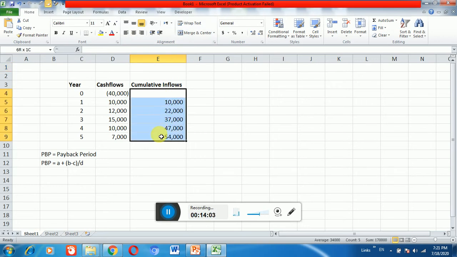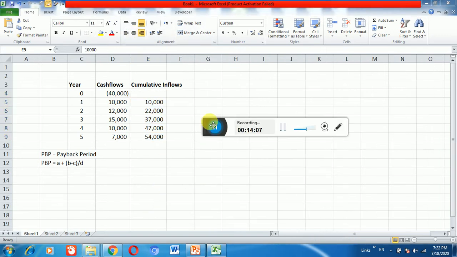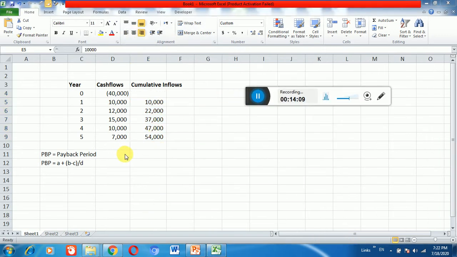Okay, now we need to do, according to this formula, what is our A, B, C, D? You need to determine what value is A and what is B and what is C and D. So very much easy. Look here, dear students, we start from here.